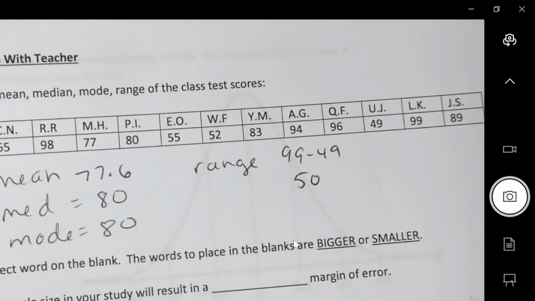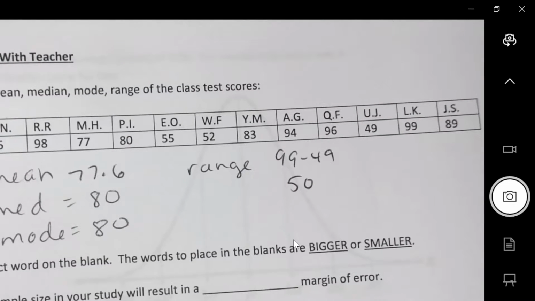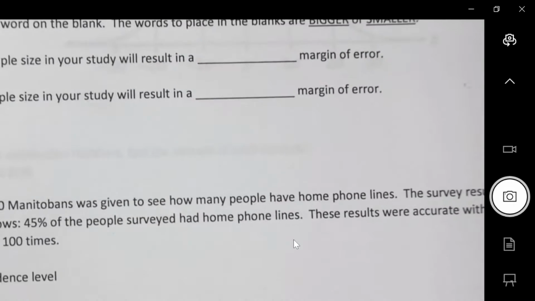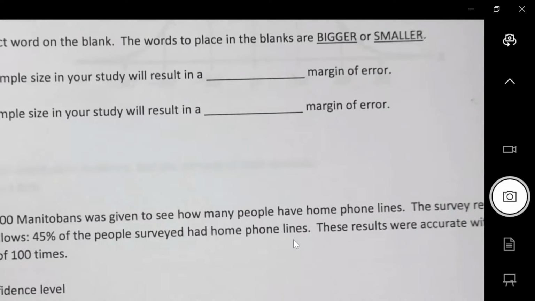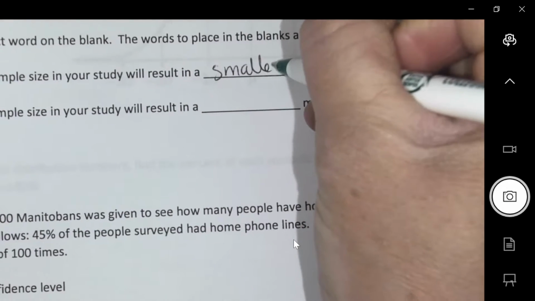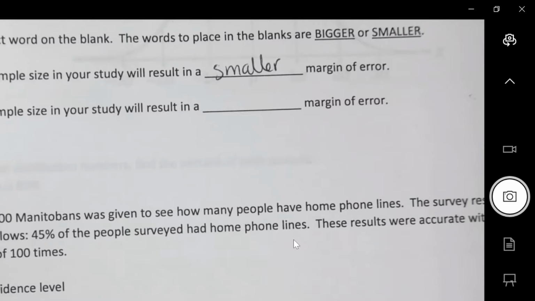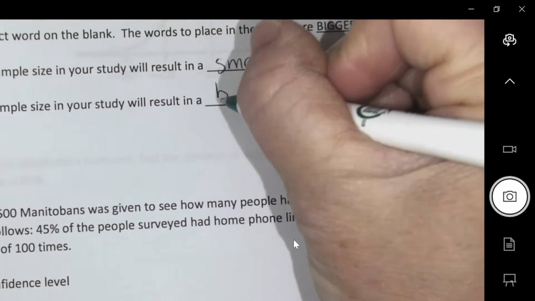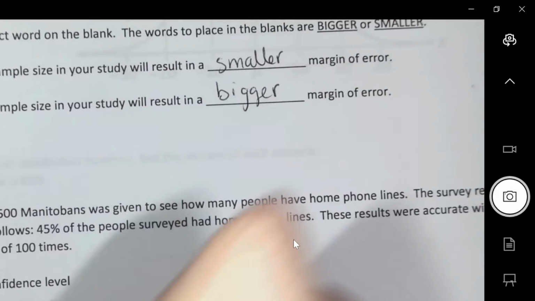Okay, number 2. When your sample size is large, your margin of error will be smaller. You're going to be more accurate. The larger number of people you survey, the better your data is going to be. If you have a small sample size, then your margin of error will be bigger.